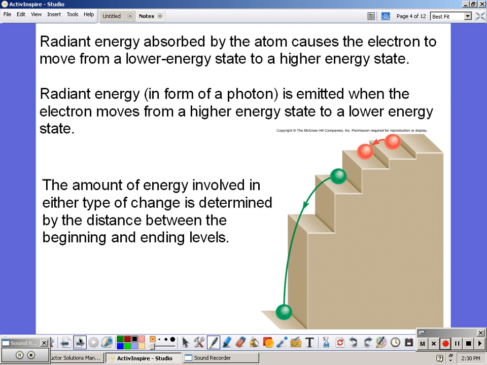The amount of energy involved, either to gain or to lose, is determined by the distance between the beginning and ending levels. So for the red here, going from this state to this state, we're going to release one amount of energy. When we go from the third to the first, we're going to release a second amount of energy. They're not necessarily equal because we're talking about the distance between the beginning and the end transitions.